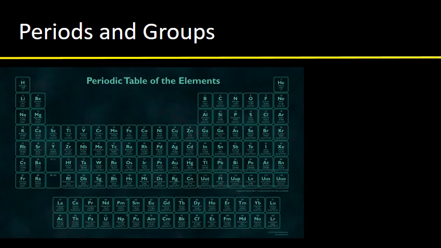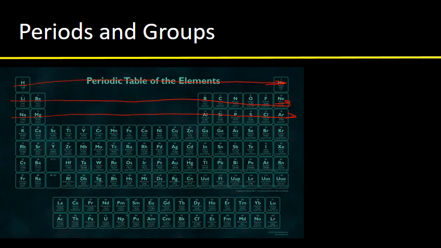All right, so there are a bunch of different organizational schemes in the periodic table, and the first one is periods and groups, right? And the periods, you read it across this way. The periods are the rows in the periodic table.